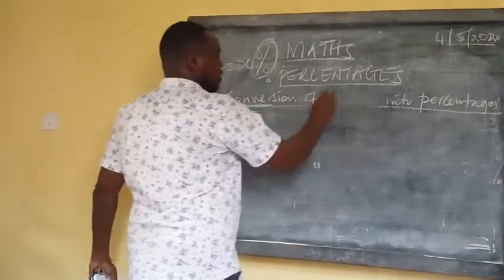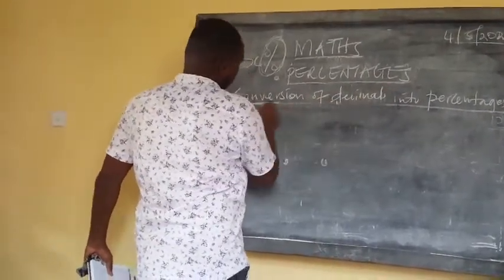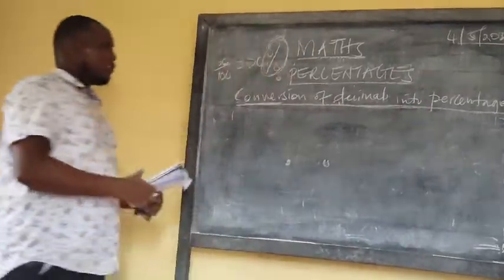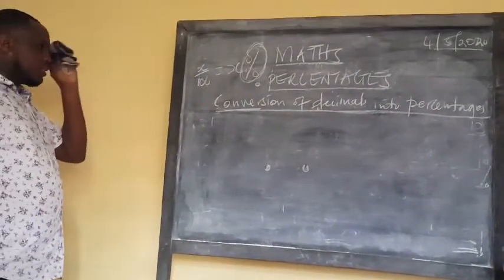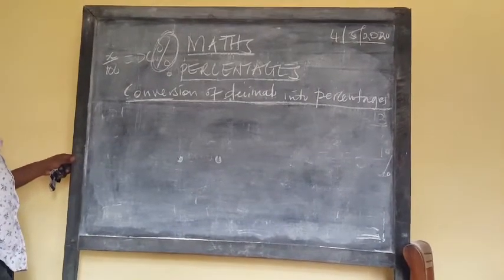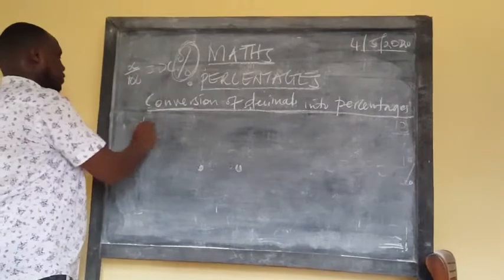Conversion of decimals into percentages. I know you have dealt with decimals. Even in class 6, we did some decimals. Decimals, these are numbers that, for example, if you get a number like 2 over 5.